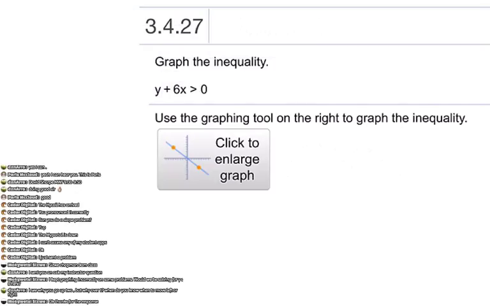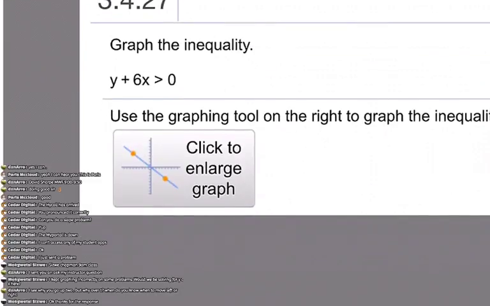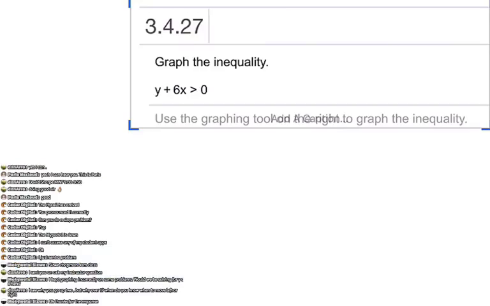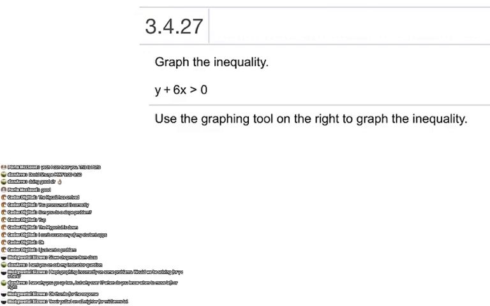I can get rid of that. Edit. Okay. So this one says, graph this inequality. Now this question is chock full of information. All right. Let's see what we got. So it says graph this. We have y plus 6x is strictly greater than 0.